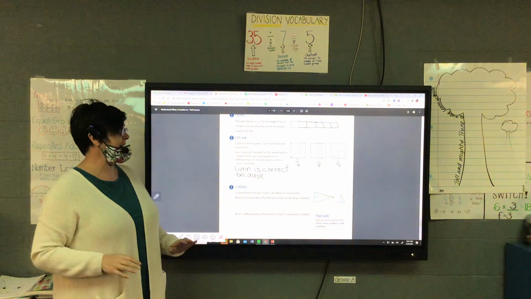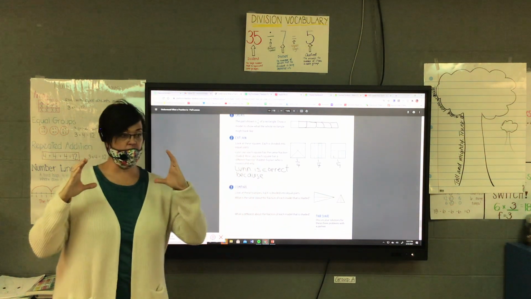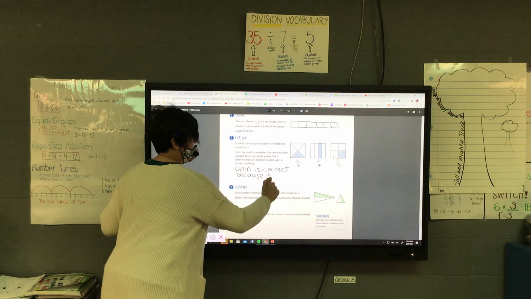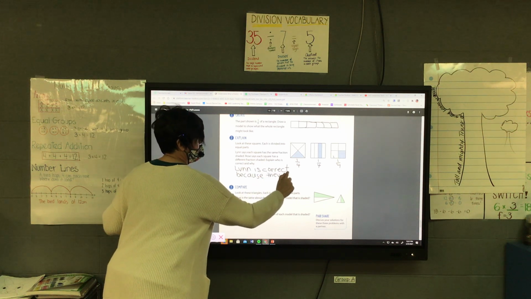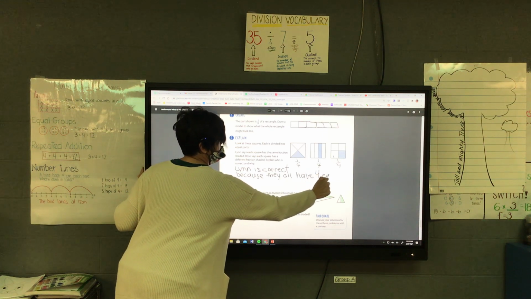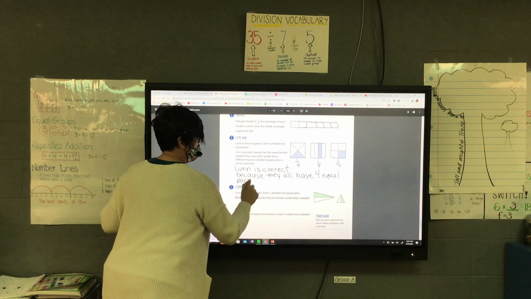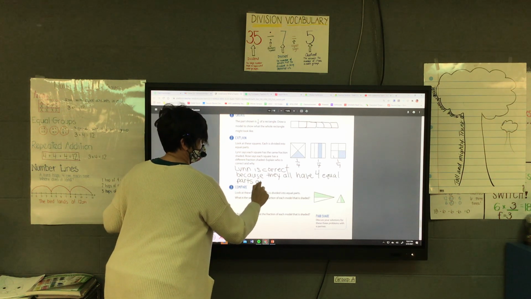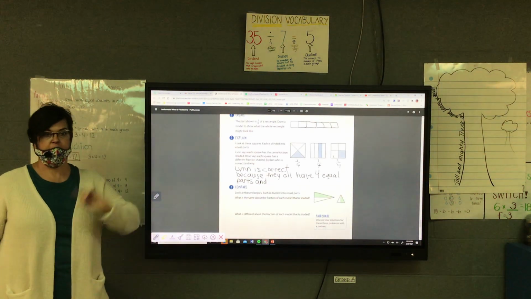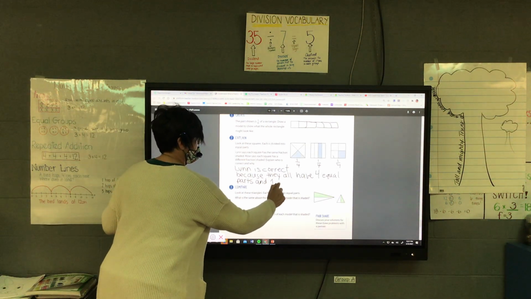So that means they all have how many equal parts? They all have how many? 4. Okay, because they all have 4 equal parts. And what else? 1 part shaded. How many parts shaded? 1. 1 part shaded.